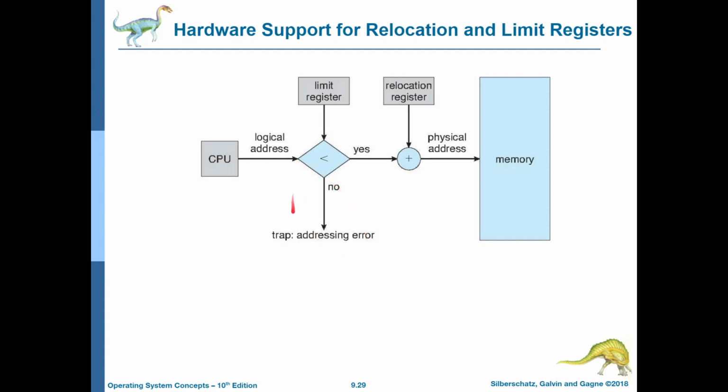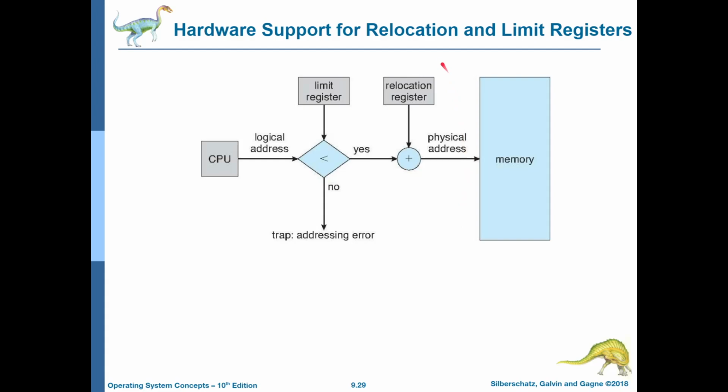If it's not less than the limit register, then the operating system is informed and the process is dealt with appropriately. If the logical address is less than the limit address, then the relocation register is added to the logical address, and immediately we have the physical address. First thing to note, all of this happens within the memory management unit.